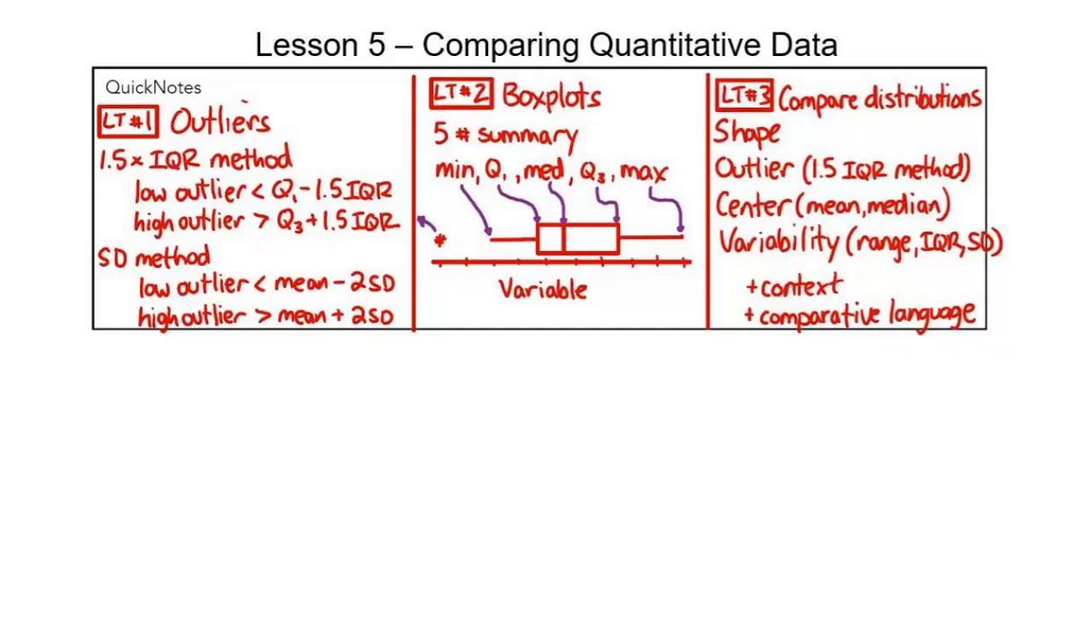There is also a standard deviation method. For standard deviation, low outliers would be whatever the mean is minus 2 standard deviations. For high outliers, it would be whatever the mean is plus 2 standard deviations. So this is another way to calculate outliers. The IQR method is the most commonly used method. If it doesn't say which one you're supposed to use to check for outliers, you use this one. If they want you to use the standard deviation method, they're going to say.